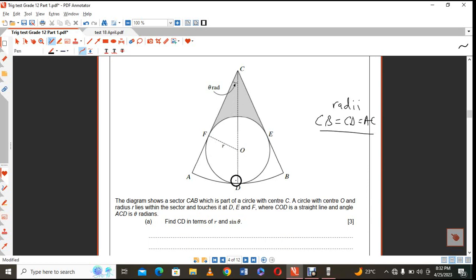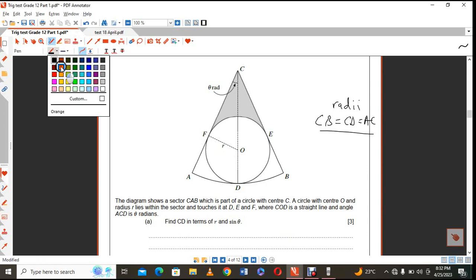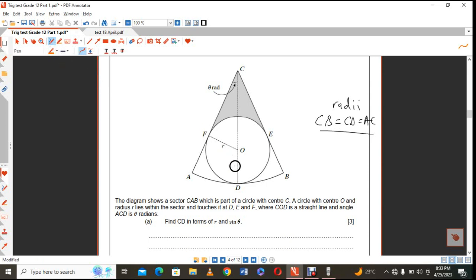COD is a straight line, and angle ACD is pi radians, as you can see by that little arrow. Find CD in terms of r. Now, I already said that this here is r, and that's a radius, so this here will also be r, because this is the center of another circle, and that distance is equal to this distance. So, in a nutshell, we need to find the distance of OC.